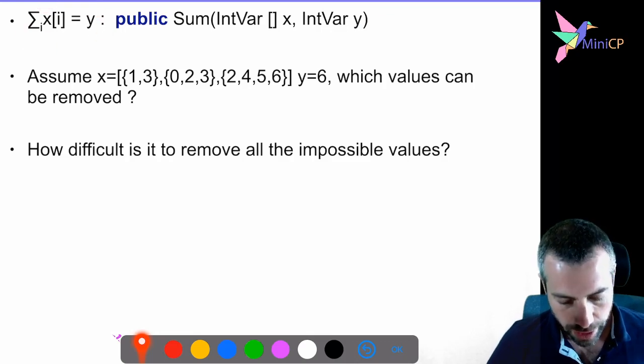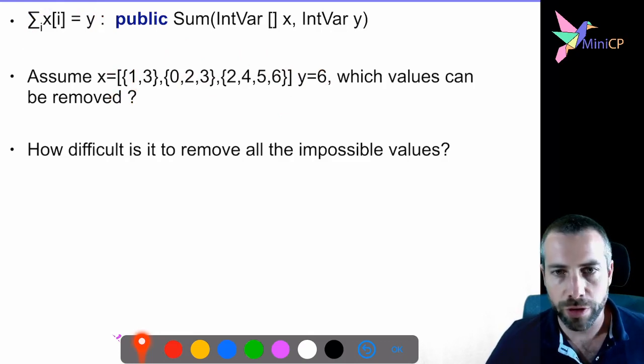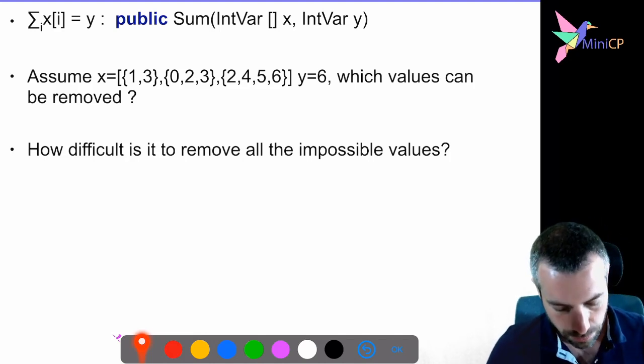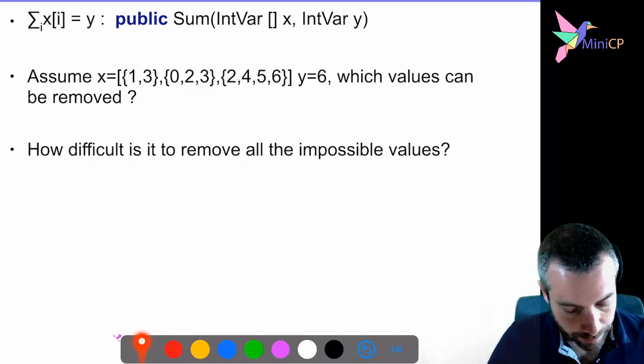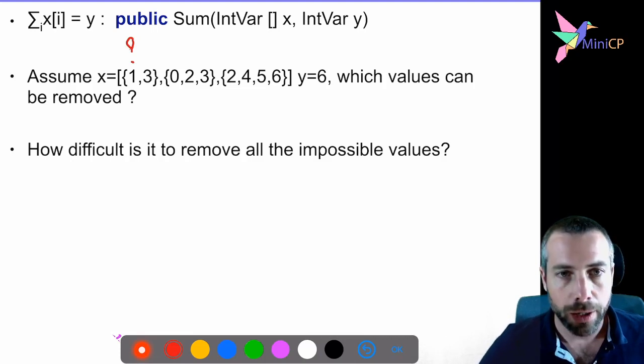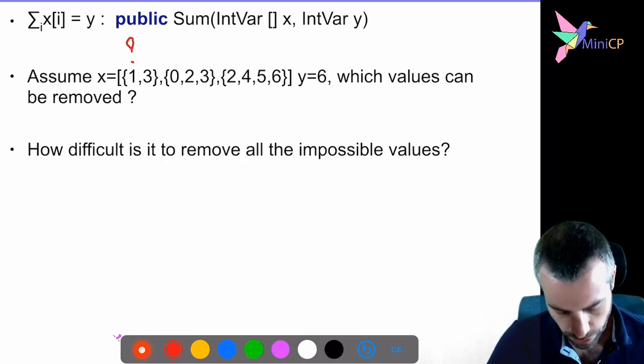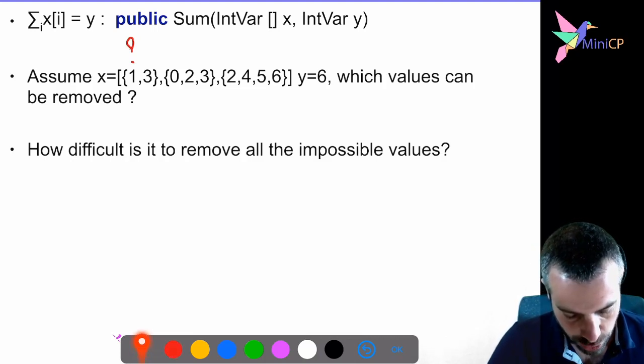Let's assume that you have these domains. These are the domains of x1, and this is y. Which values can you remove? And how difficult is it to do that? Let's take one example. Do you think that we can remove the value 1 from the domain of x1? What about this one? You can remove it only if you are not able to find an extension so that you reach the sum equal to 6 in this case. So let's try to do it.